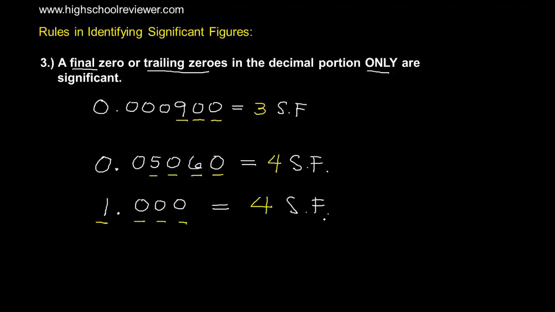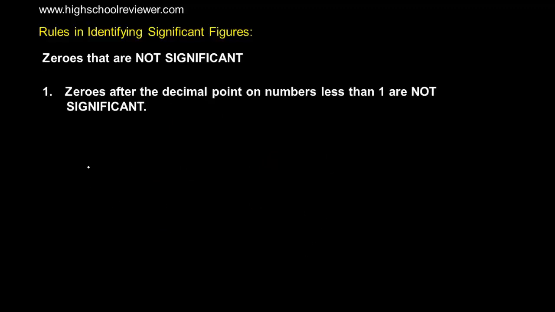Okay, let us now discuss zeros that are not significant. There are 3 types of zeros that are not significant. The first are the zeros that are placed after the decimal point on numbers less than 1. They are not significant. So to understand this, let's have an example. We have here 0.00030.